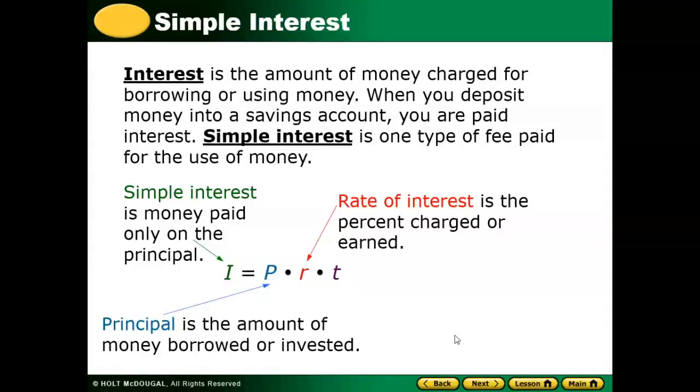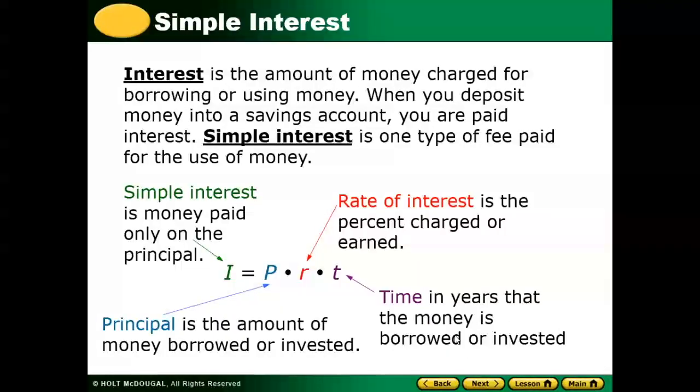R in this equation is known as the rate of interest, and it's the percent charged or earned. Rate is always given in a percent, but when we're using it to calculate in these formulas, we have to convert it to a decimal. We're just going to simply divide by 100 in each of those questions. So rate always has to be in decimal form, not in percentage. And T is the amount of time in years that the money is borrowed or invested. The biggest thing here is that it has to be in years. So if we're given weeks or months or days, we have to make sure that we're converting our time into years.